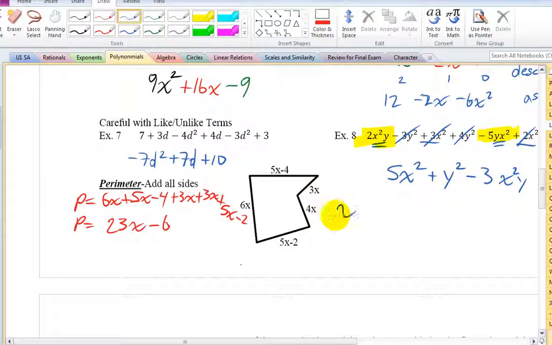Now I'm going to say x equals 10. Find the perimeter, please. Start by writing out the formula, then substituting in, then solving. Go.